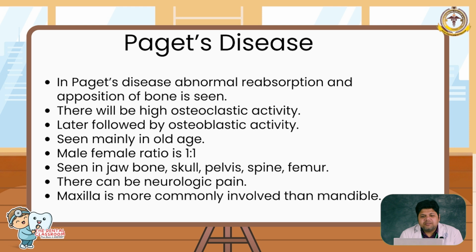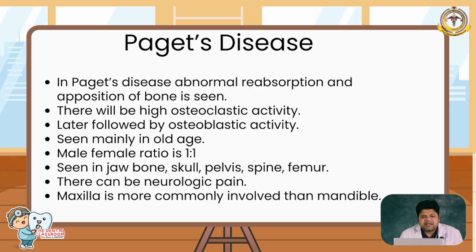So coming to Paget's disease, it is a condition of abnormal resorption and apposition of the bone. It is initiated by an intense wave of osteoclastic activity followed by vigorous osteoblastic activity. So clinical features: it occurs in the age group above 50 years, and the male to female ratio is 1:1.